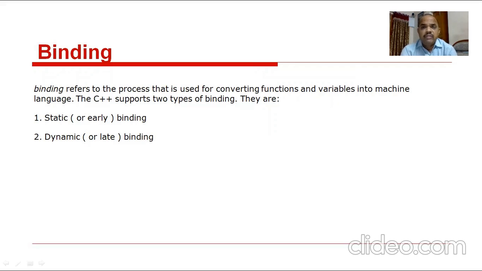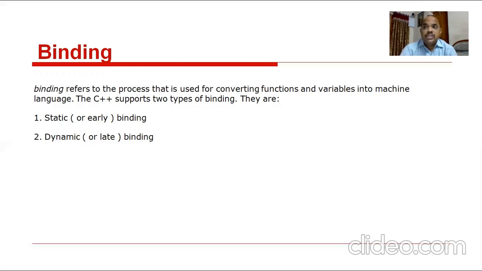So your functions and variables, you're converting functions and variables into dash language, that is machine language. Second question: your C++ supports dash types of bindings. Third question, two types: C++ supports dash types of bindings, two types of bindings. Remember all of you. Okay, three assessment questions from binding. So it is converted to machine language.